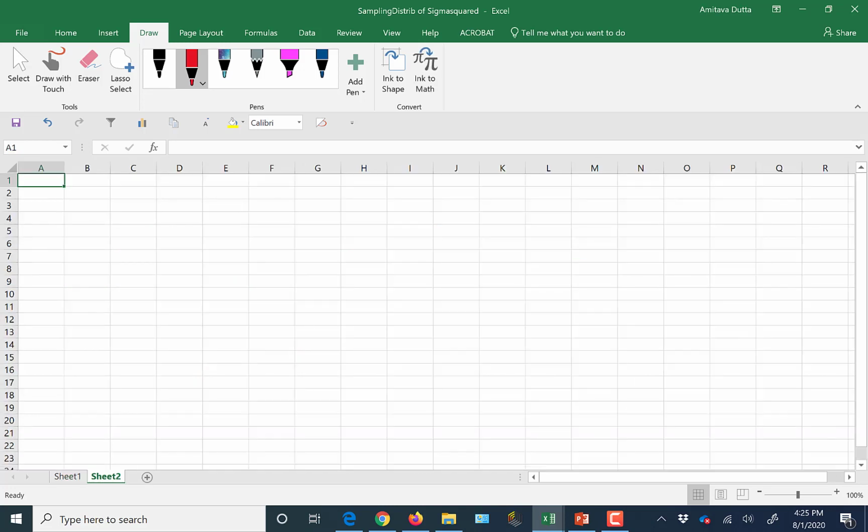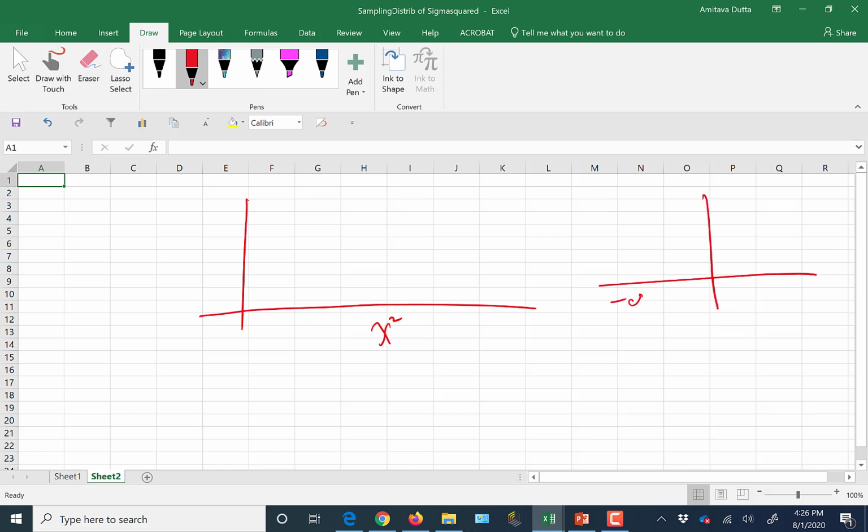Okay, so what is the distribution of chi-squared? Here's chi-squared. It's a random variable. The first thing to remember is, unlike the normal distribution, which could range from minus infinity to plus infinity and looked bell-shaped, chi-squared behaves differently.